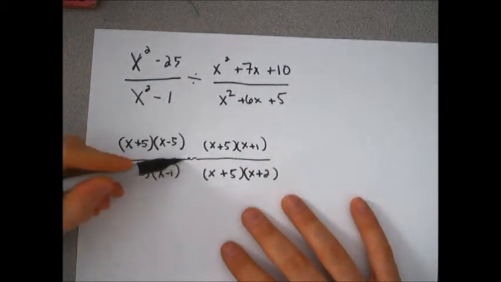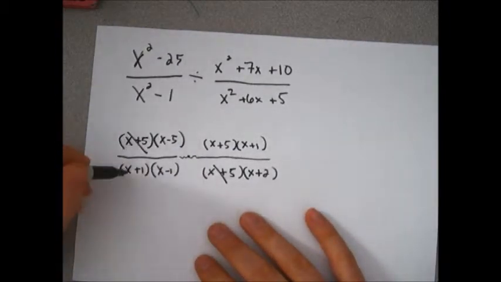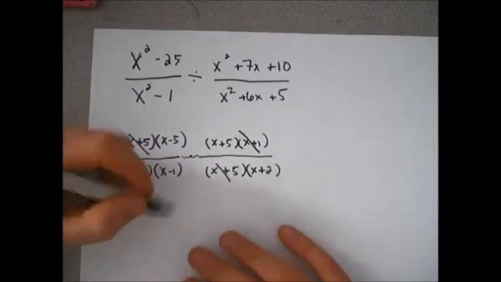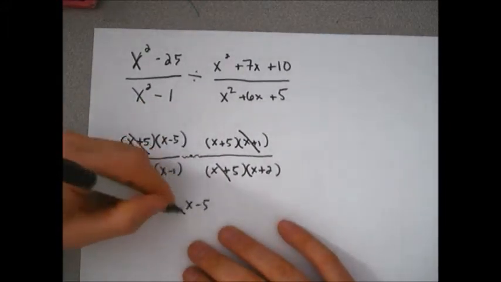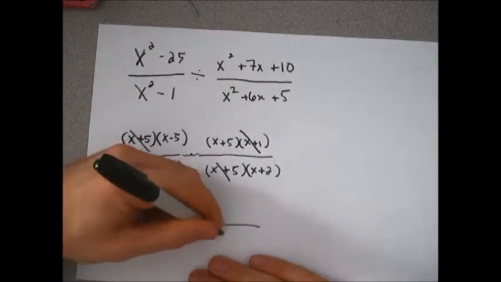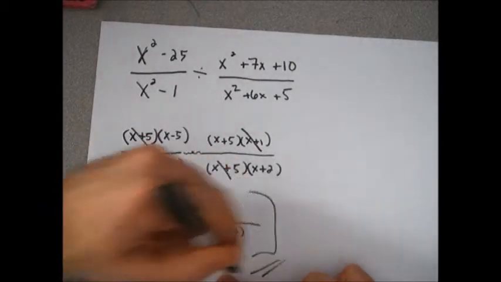We bridge this together and see what I can cancel now. I see an x plus 5 and an x plus 5, an x plus 1 and an x plus 1. That leaves me x minus 5 all over (x minus 1)(x plus 2), and that would be the final answer.